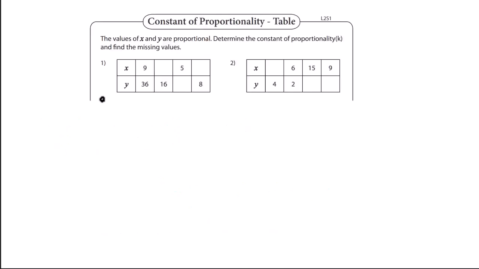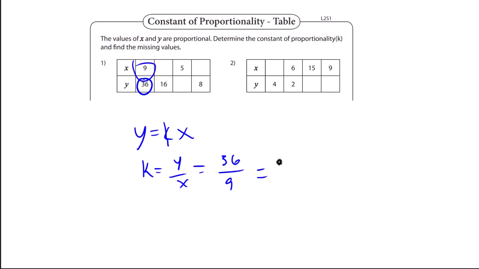In this case, I could use the constant of proportionality, knowing y equals kx, and then solving for k equals y divided by x. I can figure out from this table, it's 36 for my y divided by 9 for my x is 4. And I can fill in the missing squares in the table. 16 divided by 4 is 4. 5 times 4 would be 28 divided by 4 is 2.